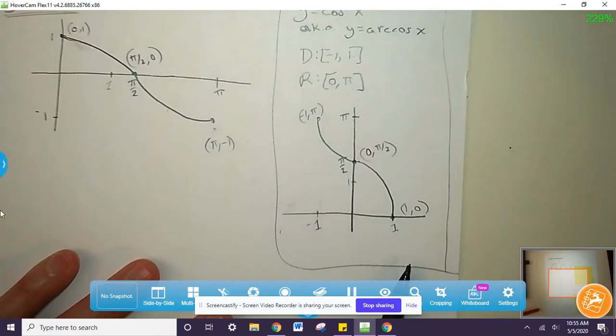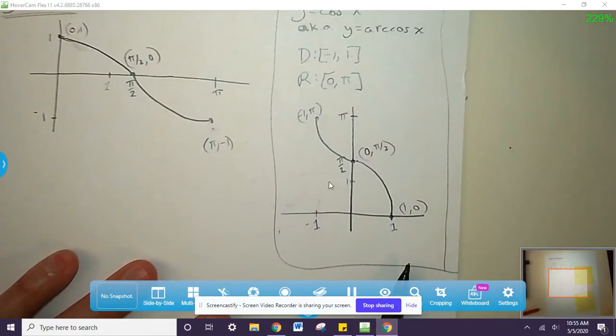Let's take you over to Desmos to show you what that looks like on the same plane, cosine and inverse cosine.